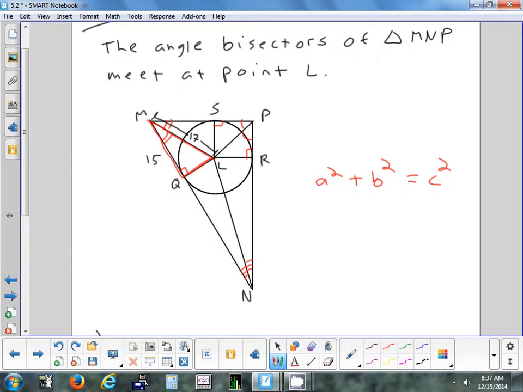What are we solving for in this problem? A leg or a hypotenuse? Yep, we're solving for a leg. So I don't know one of my legs, but what's the other leg? 15. So let's let that be A. B, we can let that be the length of LQ. We don't know that. So 15 squared plus B squared equals 17 squared.